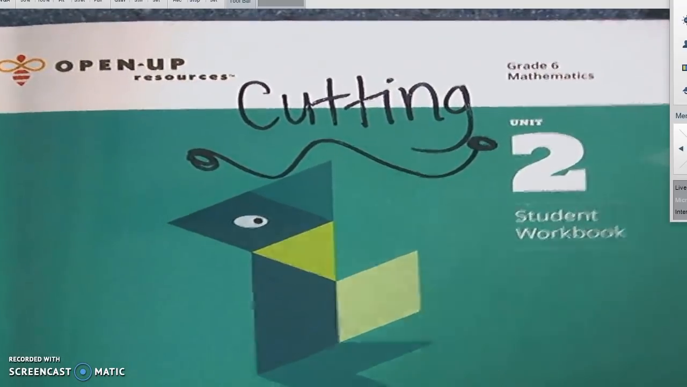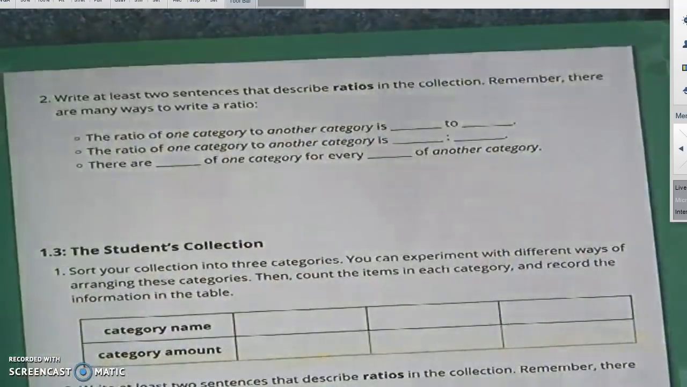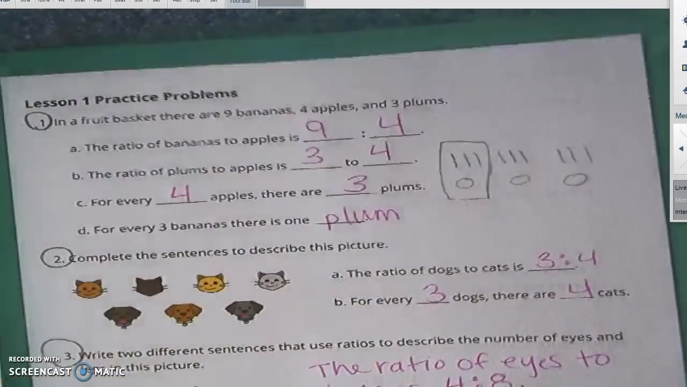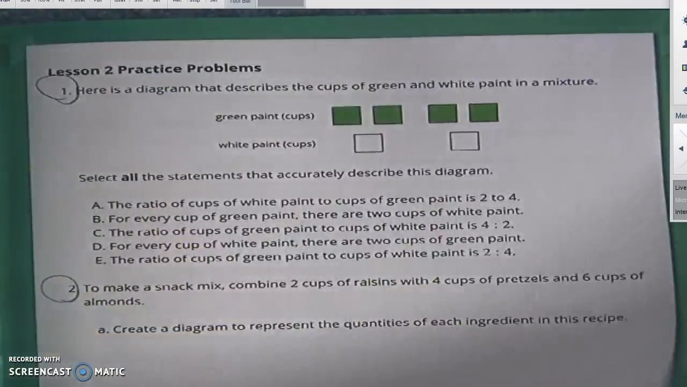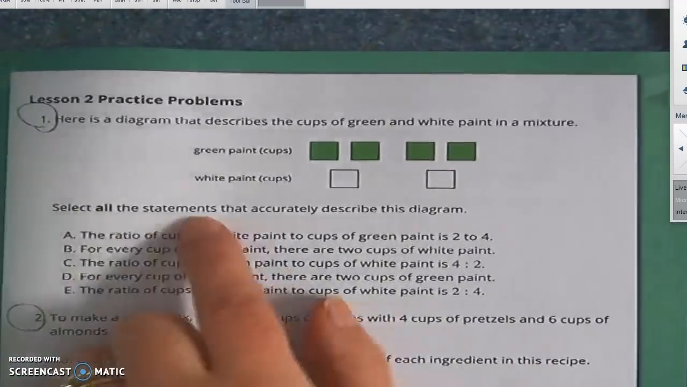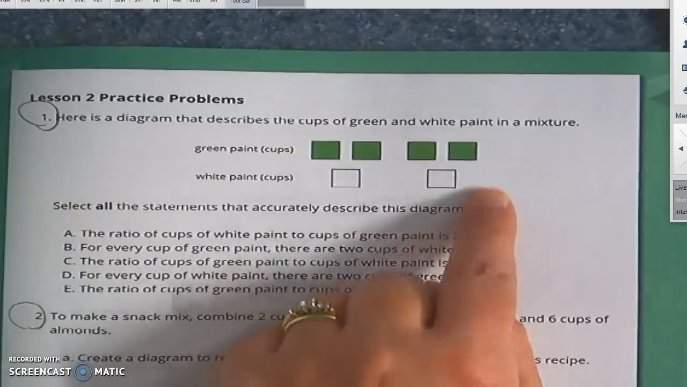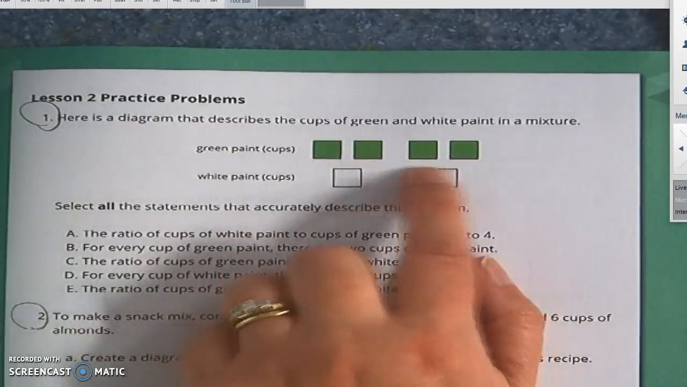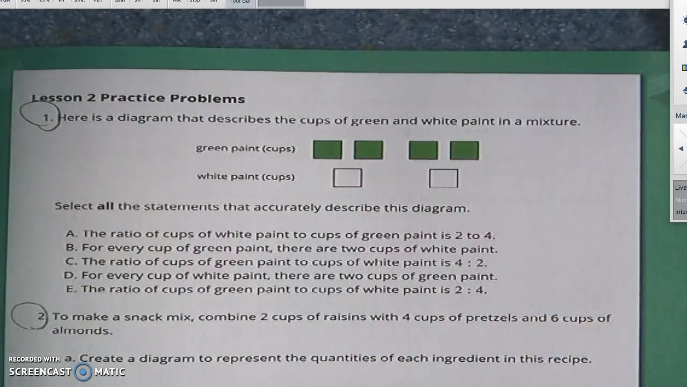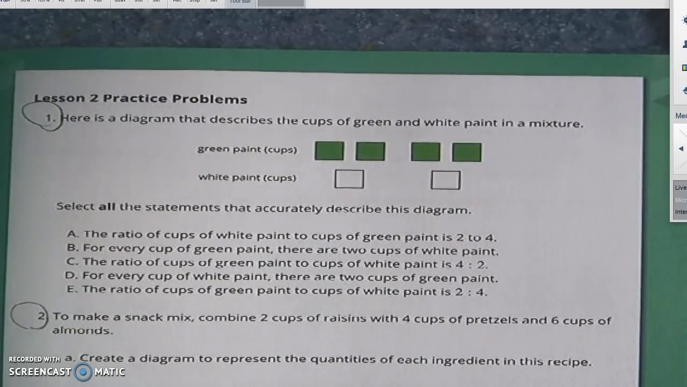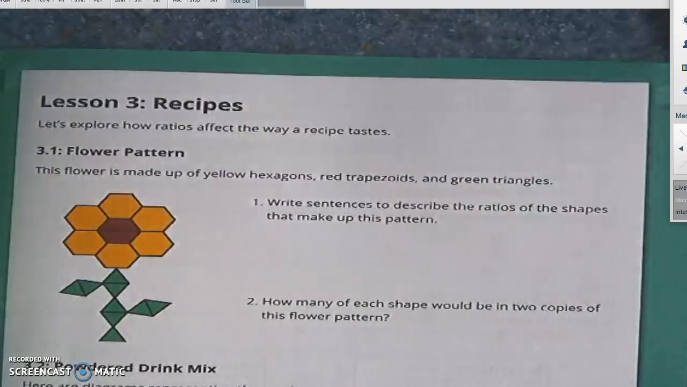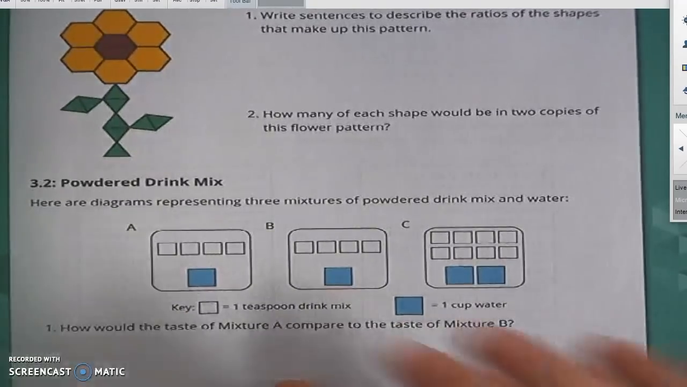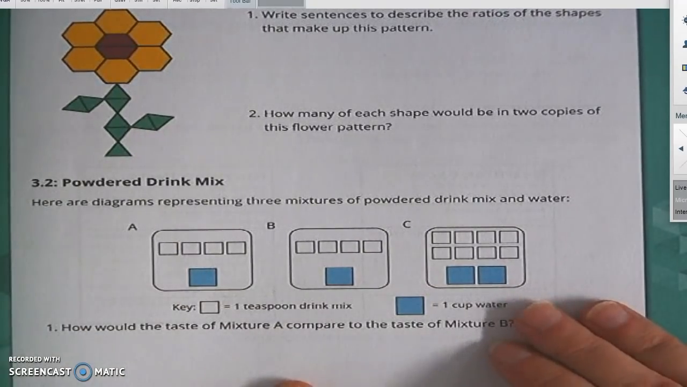Okay, so in Unit 2, the very first way that we were representing ratios was with diagrams. So we had green paint and white paint, and we were drawing the squares, and that was great as a starting point. Except if we had to draw a whole bunch of batches, well then that became kind of an issue because there was a lot to draw.